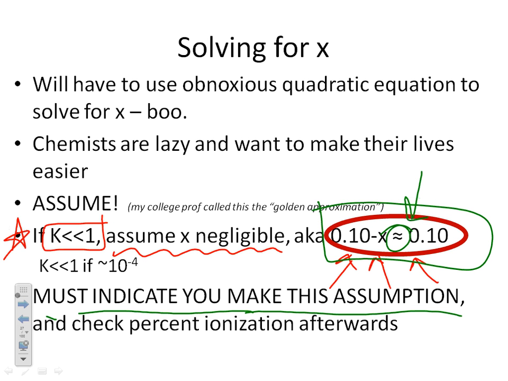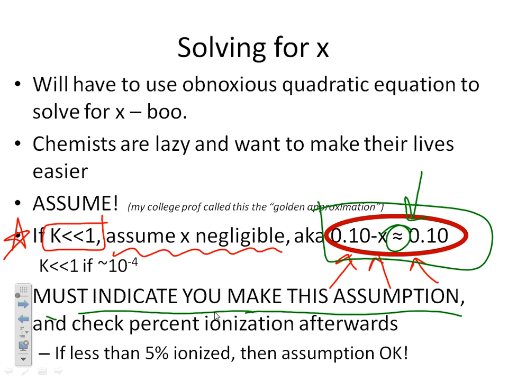So you basically can't set up your ICE chart, have 0.1 as the initial, minus x as the change, and then 0.1 as the equilibrium concentration. You can't do that. You do have to show me that you know that it's 0.1 minus x, but then that you're assuming that 0.1 minus x is approximately 0.1. Furthermore, you then have to check your percent ionization afterwards. So you have to do two things if you want to avoid the quadratic equation. You indicate you're making an assumption, you check percent ionization afterwards.